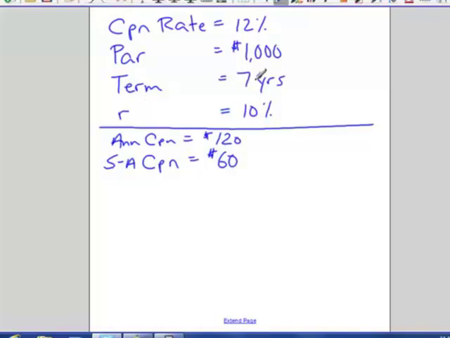Our term to maturity is still 7 years, but notice we're receiving $60 every 6 months for 7 years. So how many periods are we going to be discounting that annuity stream of coupons? 14, twice that. So our N here is going to be 14, which is equal to 2 times that 7 years.